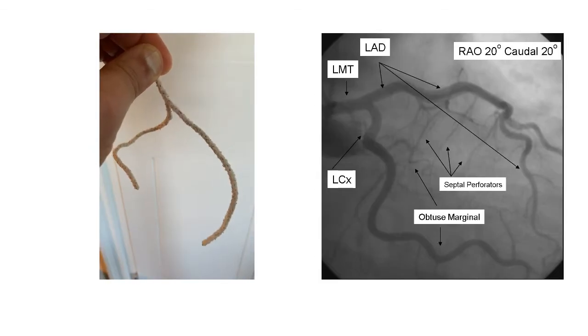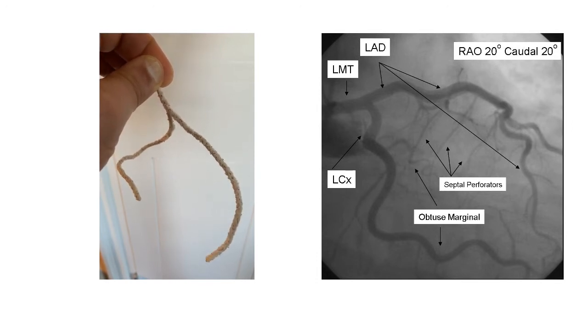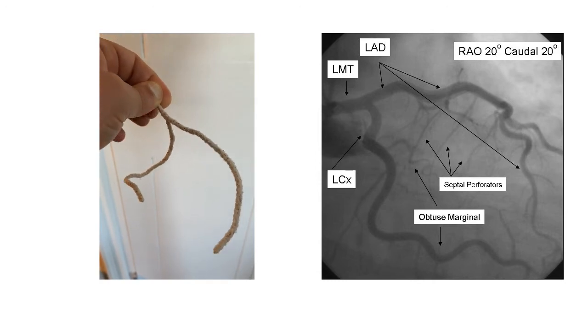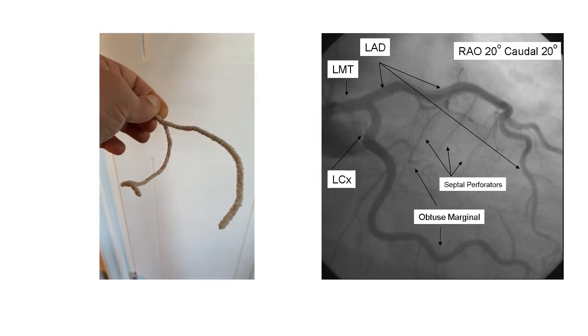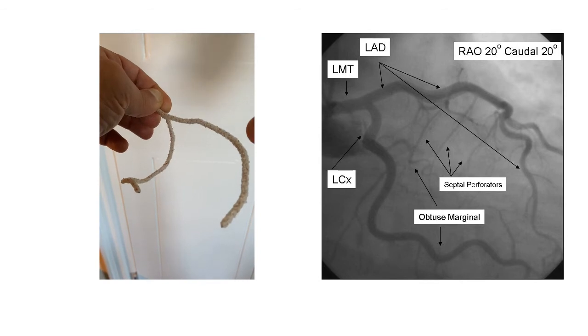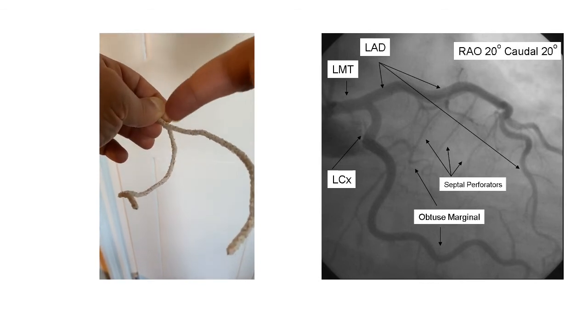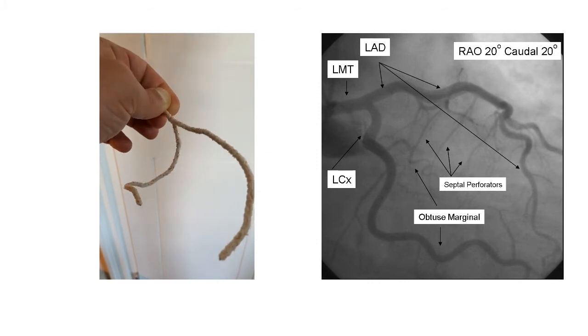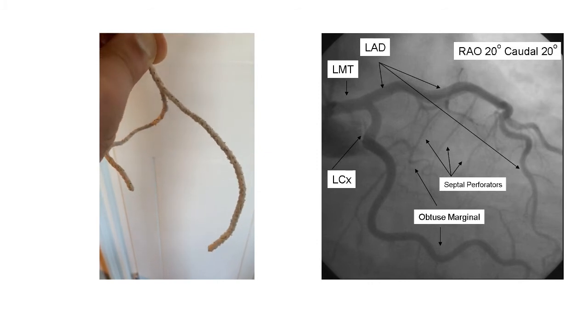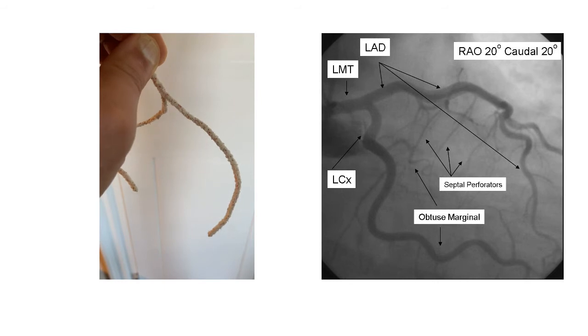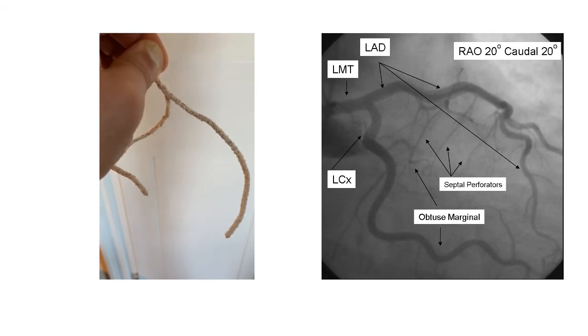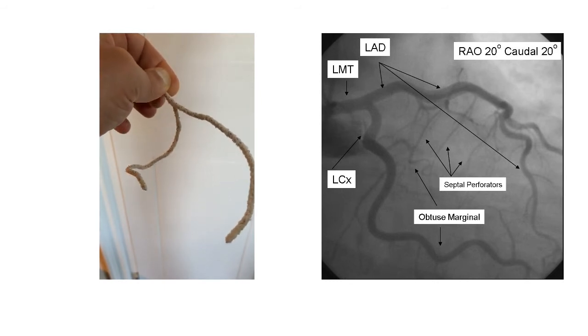We will move from RAO cranial here to RAO caudal. So we're going to swing caudal and watch what happens as we do so. You'll notice that the LAD becomes a little foreshortened, but the bifurcation opens up even better. So from RAO cranial to RAO caudal.